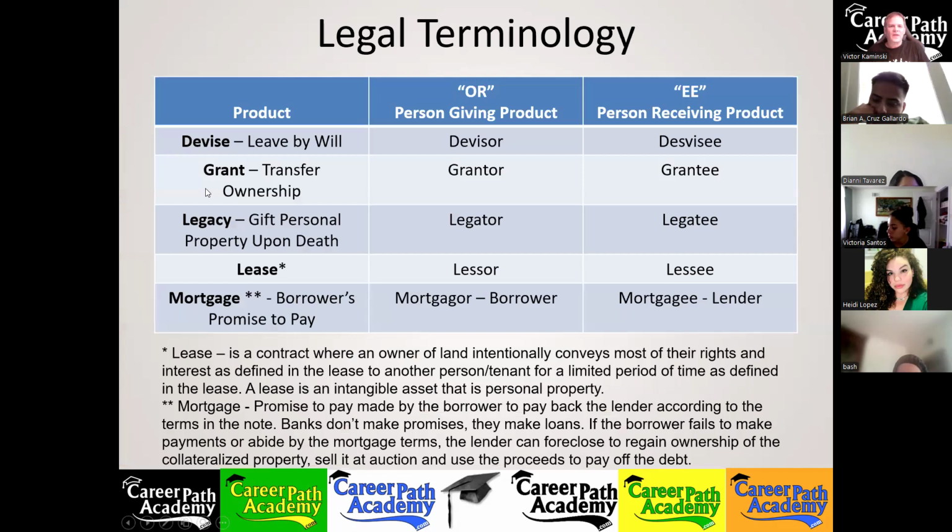So let's move on. All right, so I made another list like that, which is pretty short and sweet, just talks about devise, grant, legacy, lease, and mortgage. And I have an explanation here of what a lease is and what the mortgage is, like I've explained when we went over it on the previous slide.